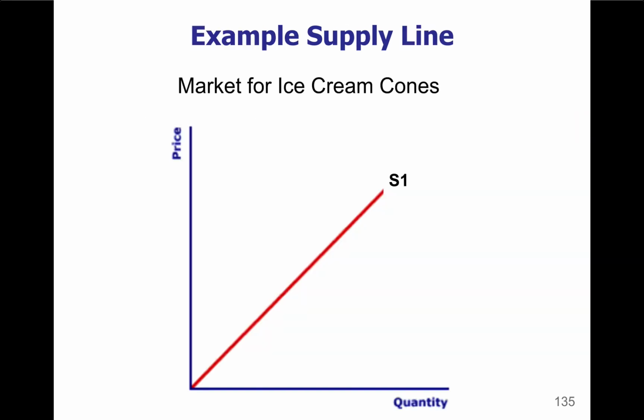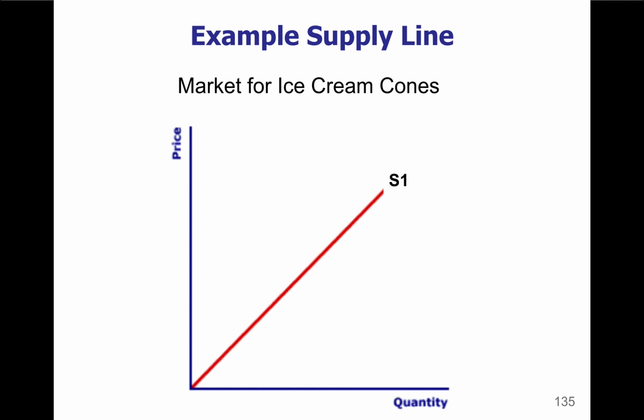So here's an example of an upward sloping supply line. Supply, again, is always upward sloping because there's a positive correlation between price and quantity. Here I have labeled this line Supply 1. And I've, of course, put a title on it, which is the market for ice cream cones. Price is always on the vertical and quantity is always on the horizontal.